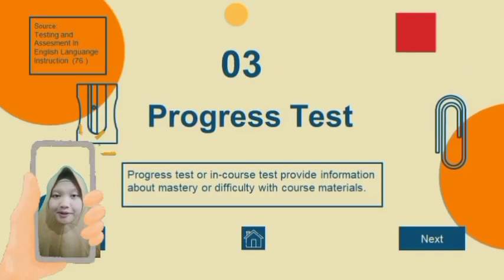And the third is progress test or in-course test. Provide information about mastery or difficulty with course material.